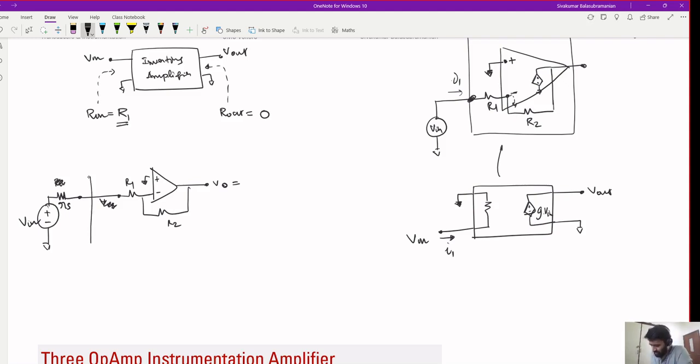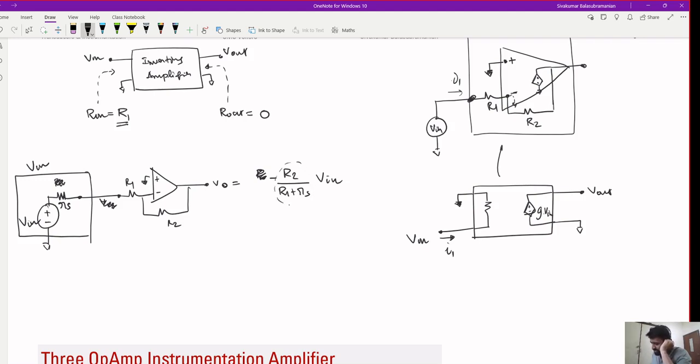As far as you're concerned, this is your voltage source. This is your Vin. In the place of R1, sir, we will have R1 plus Rs. Right. The output that you will get will be minus R2 by R1 plus Rs times Vin.